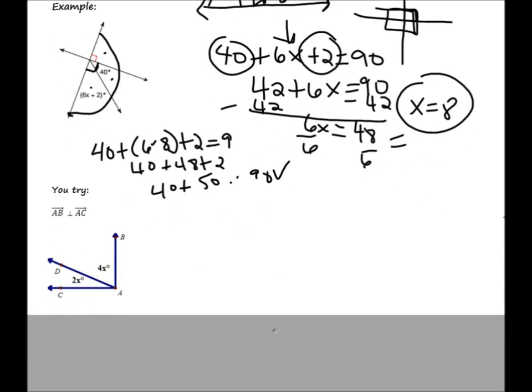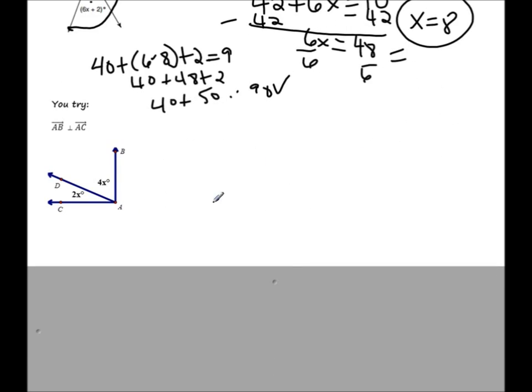Alright, so for this next example, this is that symbol I was telling you about, that upside down T. That is telling you that AB is perpendicular to AC. So we're going to solve for x. Go ahead and I'm going to write that down for you. Solve for x. Pause the video and see what you come up with.